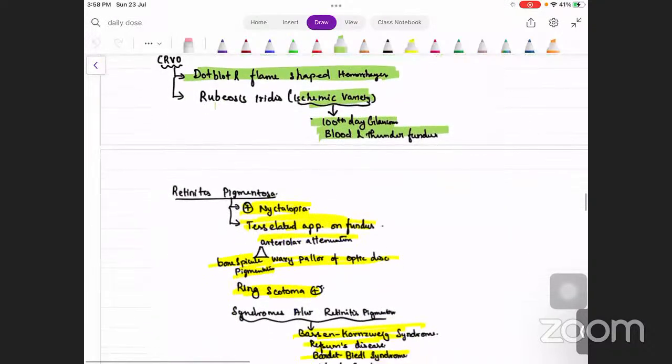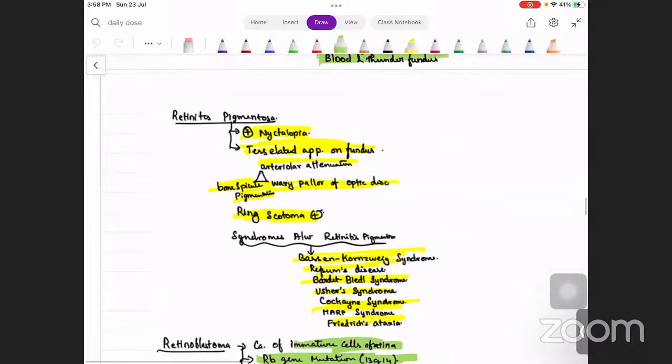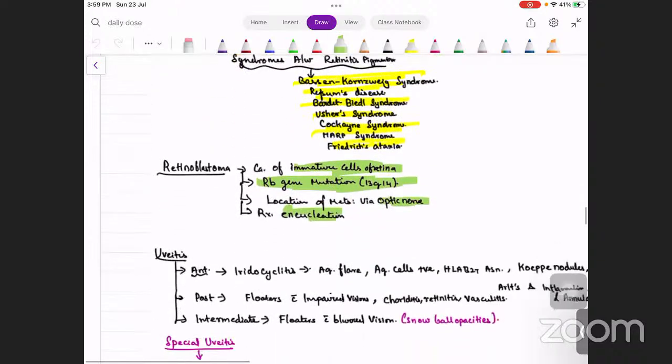Then you have retinitis pigmentosa, where you may see nyctalopia, a tessellated appearance on the fundus, arteriolar attenuation, bone spicule pigmentation, and waxy pallor of the optic disc. You may see a ringed scotoma. Ringed scotoma is seen in retinitis pigmentosa.